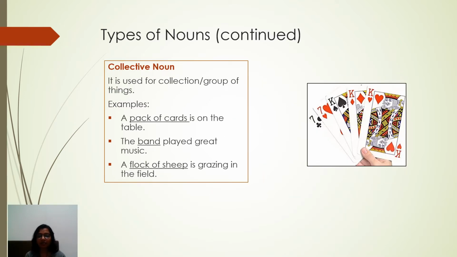Next on the list is our collective noun, which is used to refer to a group or a collection of things. Example, a pack of cards is on the table. Now, a pack of cards is the collection of the cards that I'm referring to. The band played great music. The flock of sheep is grazing in the field. Now, a flock of sheep, I'm referring to a group of sheep, not a single sheep or two sheep for that matter.